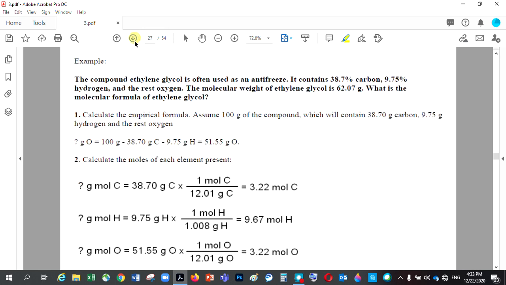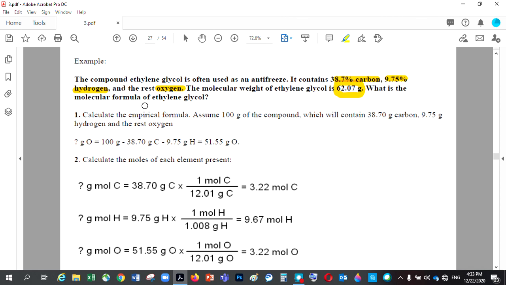So we'll be looking at one more example. The compound ethylene glycol is often used as antifreeze. I'll give you the percentages: carbon is this, and hydrogen is this, and the rest is oxygen, so you have to subtract them from the percentage. The molecular weight of ethylene glycol, that's the whole molecule here, is given.